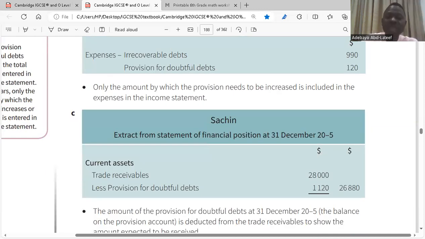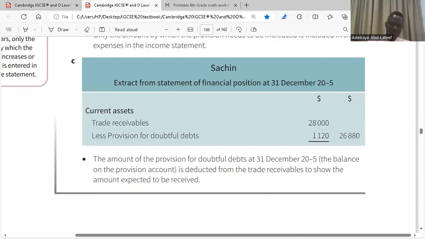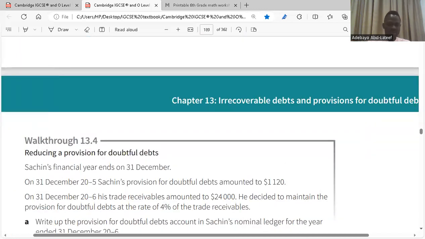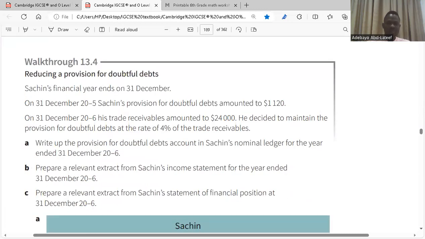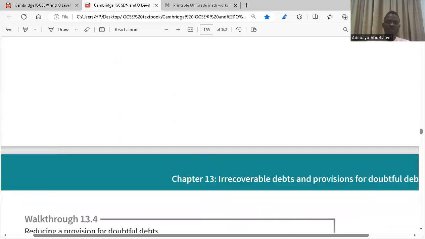Then you have to prepare your statement of financial position. In your statement of financial position, you have your trade receivables minus provision for doubtful debt, which is 28,000 minus 1,120. Is it clear? Yes, yes. We'll go on.